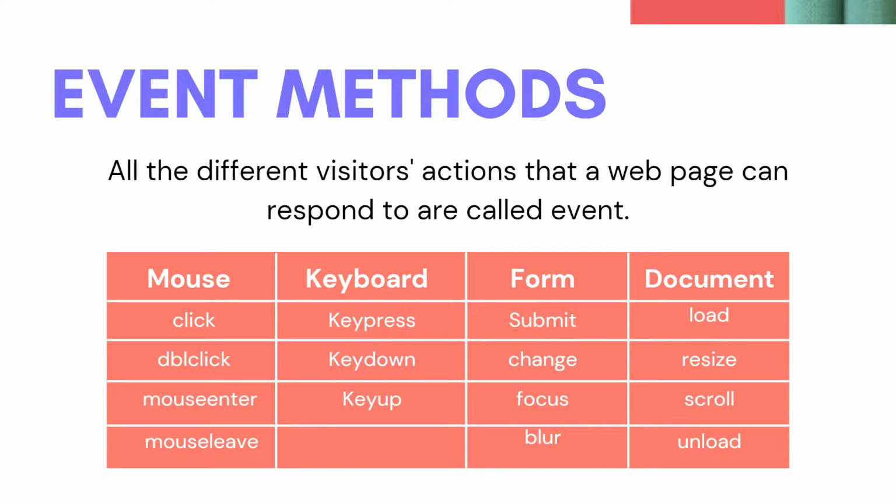And we have the double click. If you want an event to occur when the user double clicks, you have to use the double click. And we have mouse enter and mouse leave. Whenever the mouse enters an element, the event is going to occur, and whenever it leaves, that event is going to occur.